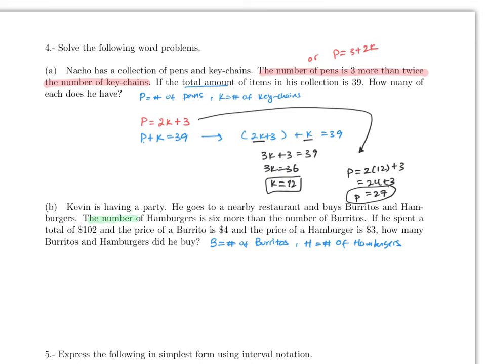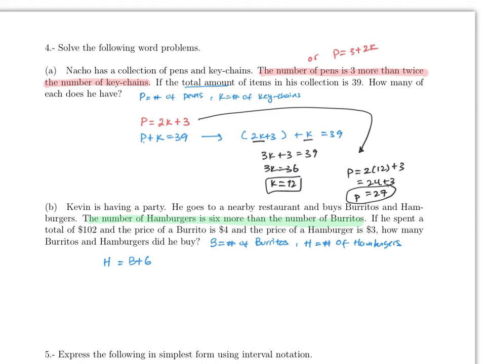It says that the number of hamburgers is 6 more than the number of burritos, which means H, the number of hamburgers, is going to be equal to 6 more than the number of burritos. So that will be B plus 6. So that's the first equation. And like I just mentioned, you need to have two equations.